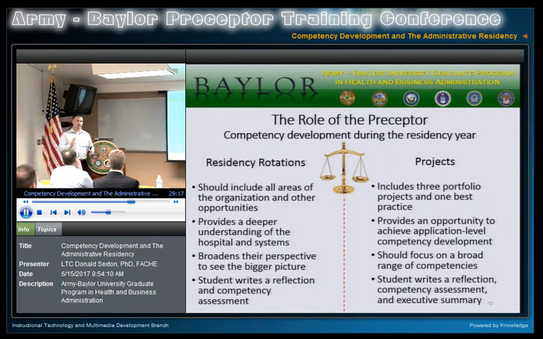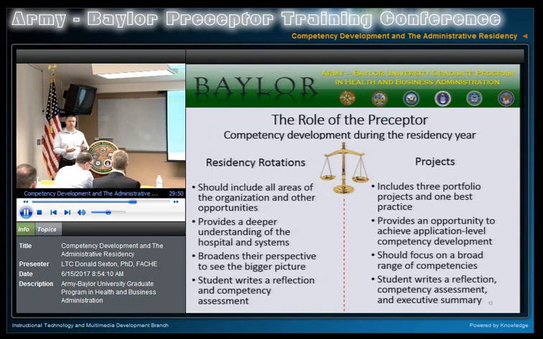How many of you have had a resident already? Okay, looks like about half of everybody. So the residency requirements: oftentimes our residents will focus solely on their projects. I wanted to start right now and say there's a couple of different requirements for their residency. There's a formal portfolio that they're required to submit at the end of the year. In their portfolio, they're required to do 3 projects and develop 1 best practice.